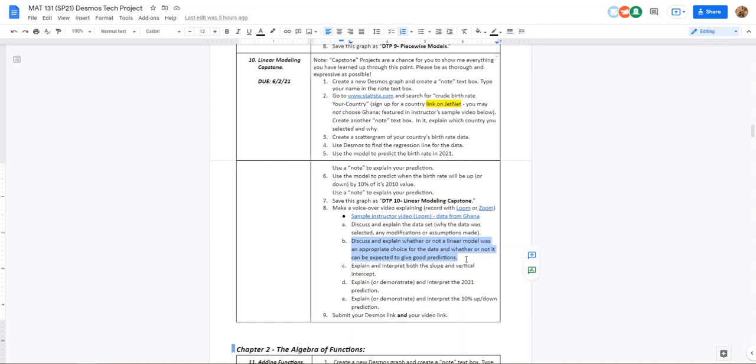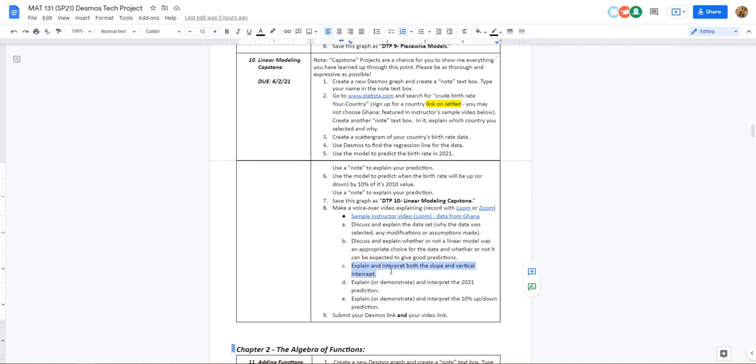Some of the models may give good predictions for some values, but not for others. Tell me for what values you think it will give good predictions and which it won't, or if it won't give any, tell me and tell me why. Okay, so you're showing me that you understand what a model can do and when it is appropriate to use that model to make predictions.